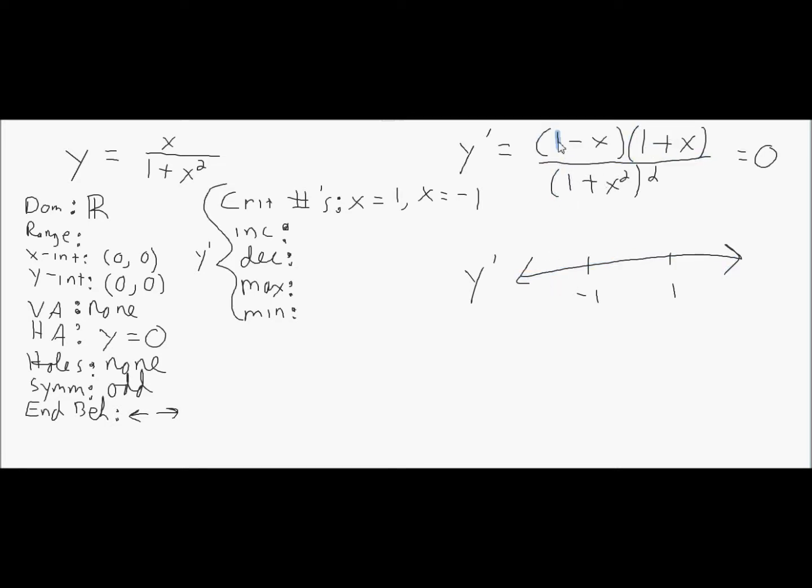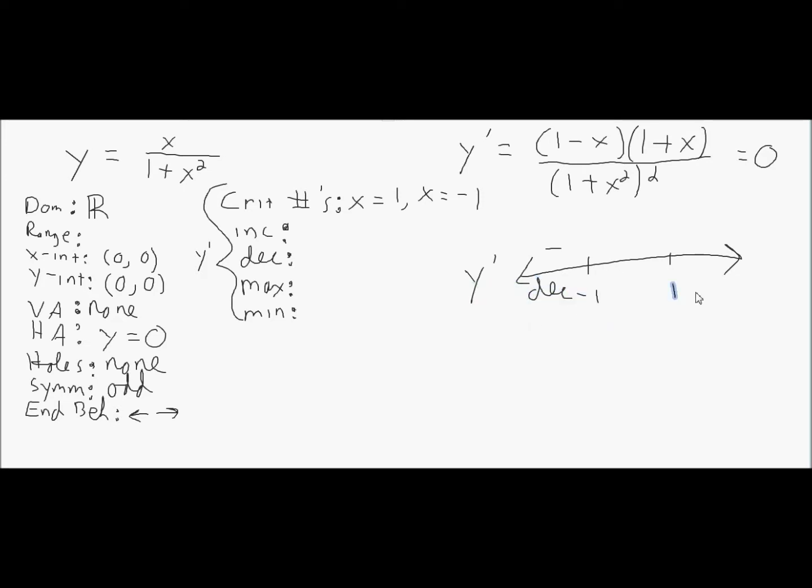When I plug in negative 10, I don't care what number I get. I just care if it's positive or negative. So 1 minus negative 10 is a positive number, times 1 plus negative 10, which is a negative number. And the bottom is squared, so it's always positive. No matter what you plug in here, if you square it, it's going to be positive. So we get a positive number times a negative number divided by a positive number. That is a negative number. The first derivative is negative, meaning our function is decreasing on this interval.